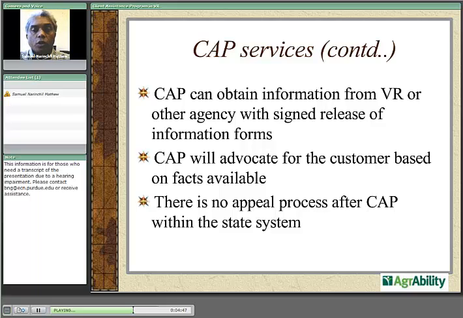CAP will obtain documents from VR or other agencies regarding the case after obtaining a signed release of information form from the customer. CAP will advocate for the customer to provide a fair hearing and review. All information and records should be made available to CAP to help them take up the case to resolve the conflict.